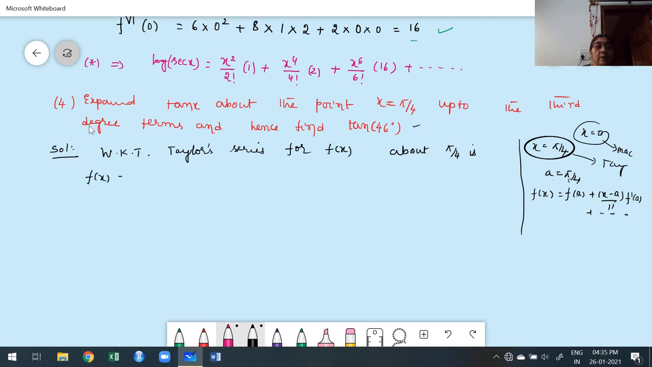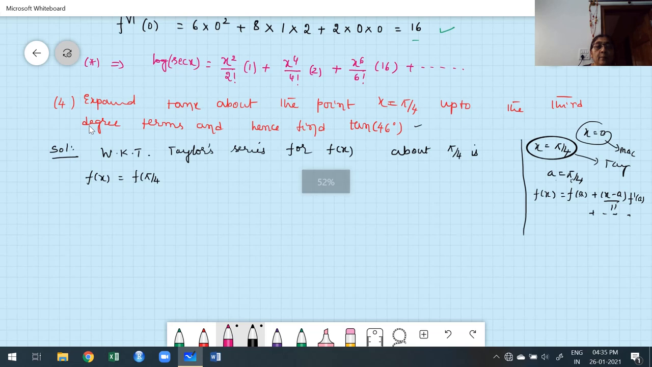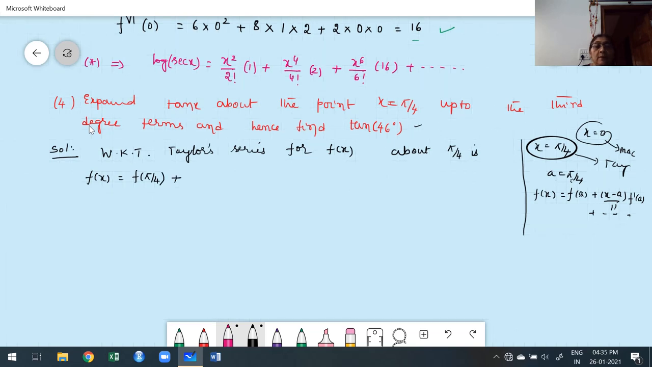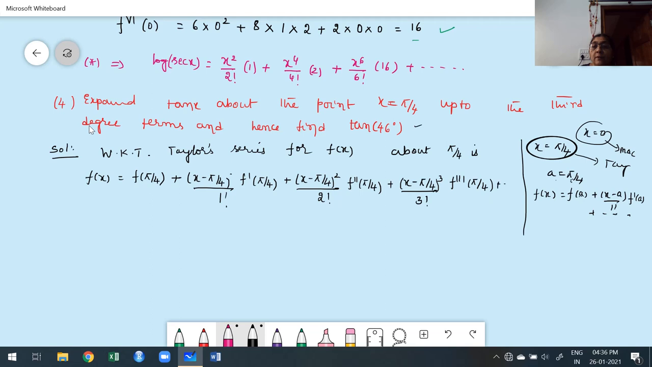f of x equals f of pi by 4 plus x minus pi by 4 divided by 1 factorial into f dash of pi by 4 plus x minus pi by 4 whole square divided by 2 factorial into f double dash of pi by 4 plus x minus pi by 4 whole cube divided by 3 factorial into f triple dash of pi by 4 plus etc. Okay. Now I have to find out up to the third derivative, not at x is equal to 0, but at x is equal to pi by 4.